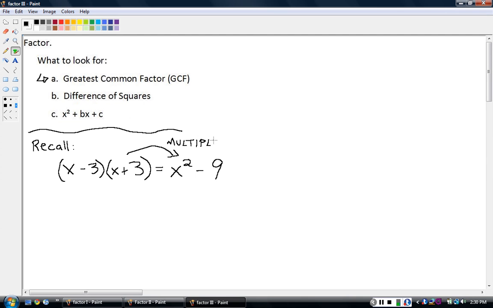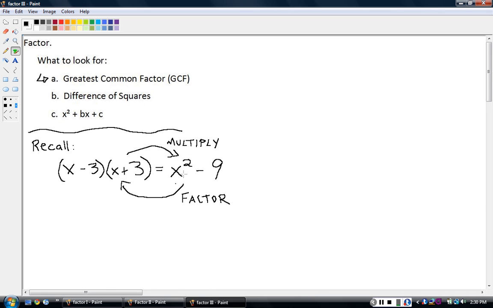So again, in this chapter, we're going backwards. We're going to be given something that looks like this, or we could be given something that looks like this, and we're going to have to recognize it and go backwards. And that, of course, is called factoring. So try and make that connection right away. You see, x squared minus 9 is the same thing as x plus 3 times x minus 3. All right. So how do you factor that?